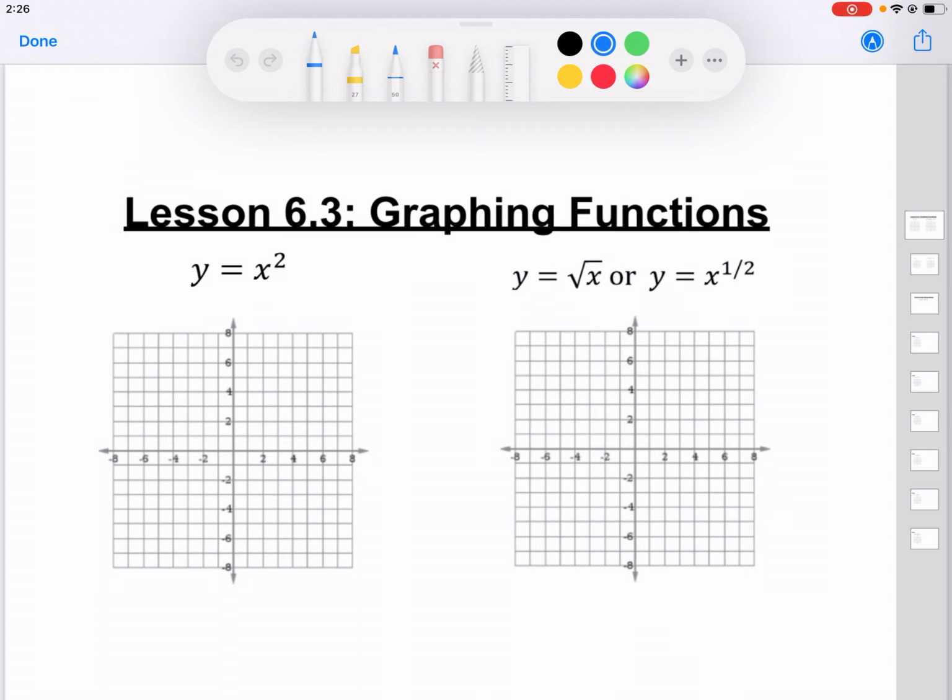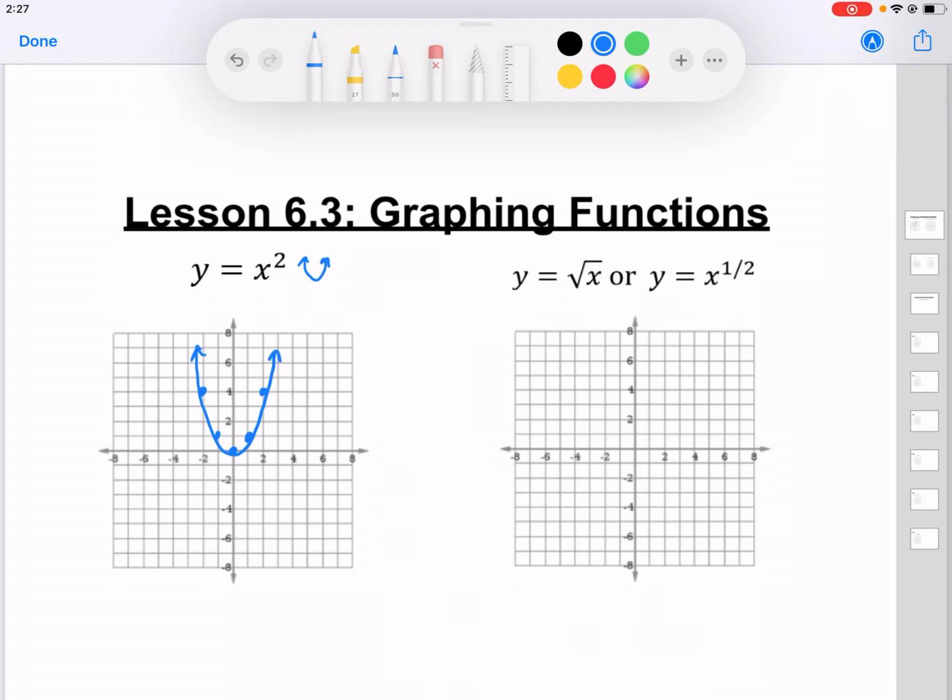So the graph x squared, if you remember, is the U or parabola shape graph. So there's a point at 0, 0. There's a point at 1, 1 because 1 squared is 1. There's a point at 2, 4 because 2 squared is 4. And then it reflects over because when you square negatives, you get a positive.